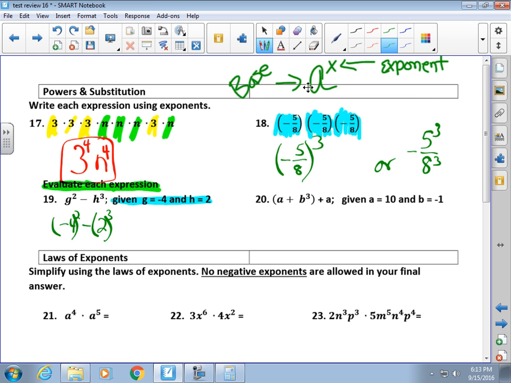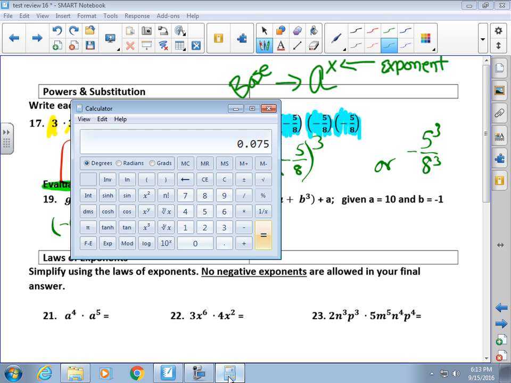Now, using order of operations, I can begin to solve my problem. So, negative 4 squared, which is negative 4 times negative 4, positive 16. Don't believe me? I just put it in the calculator for you.